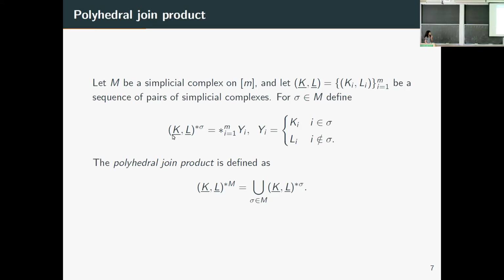So let M be a simplicial complex on m vertices, and now let K and L be a sequence of pairs of simplicial complexes. For each face sigma of M, we can define now this (K,L) to the join sigma, which is the join product of the Y_i, where Y_i is equal to K_i if i is in sigma, and L_i if i is not in sigma. And the polyhedral join product is defined by taking the union over all the faces of M.